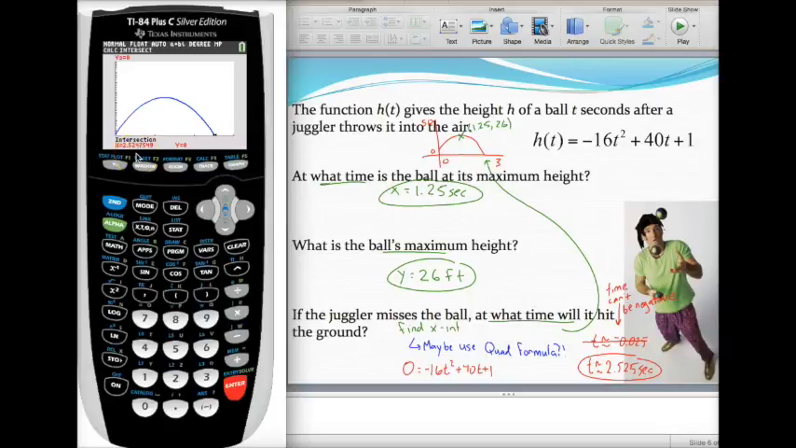The same thing you would get if you did the quadratic formula. About 2.52 seconds. If you did the quadratic formula, you would get this second answer of negative 0.025 seconds. Well, time can't be negative, so even though that would be the other x-intercept, it doesn't make sense in this problem. Time can't be negative, so I just have this one time when the ball's going to hit the ground.